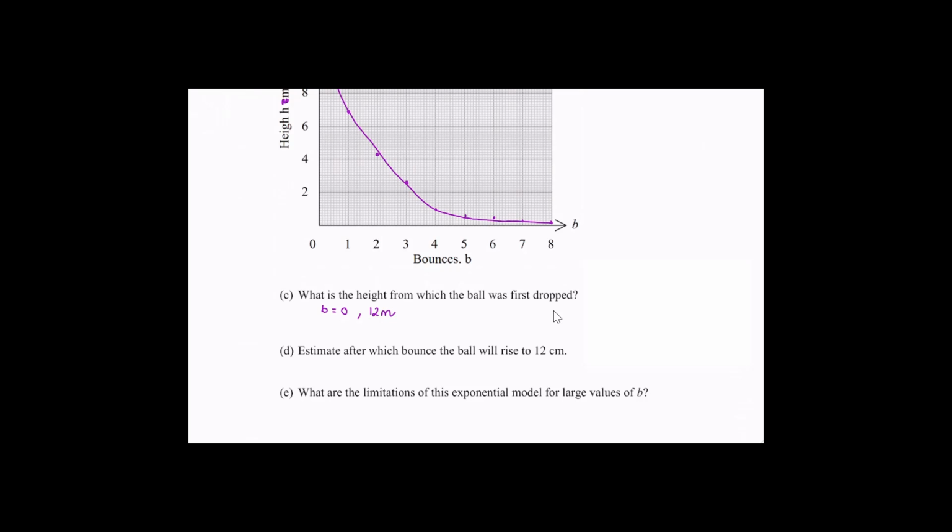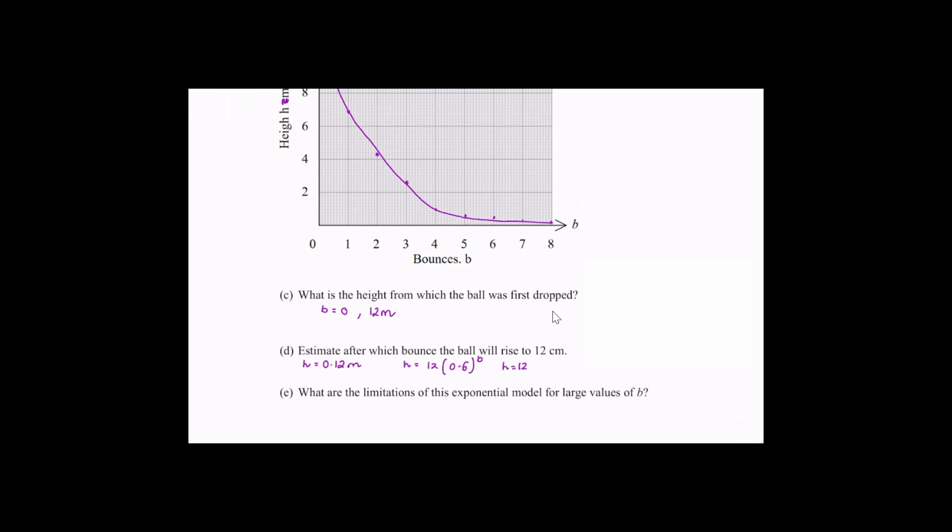The next thing says, estimate after which bounce the ball will rise to 12 centimeters. So 12 centimeters is the height. So that is 0.12 meters. So now we're going to be estimating. We could try and read it off my graph. It seems very, very difficult. Or we could just try and do a guess and check from our actual formula. So the formula we have is h equals 12 times 0.6 to the power of b. So we want h to get as close to 0.12 as possible.